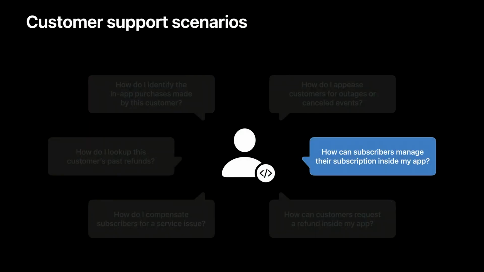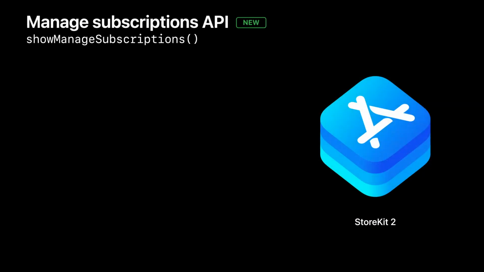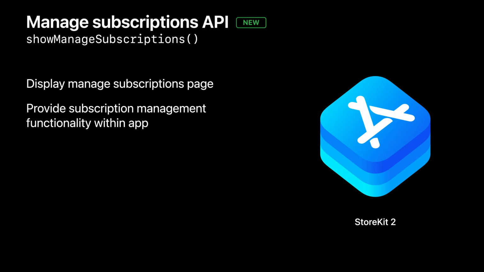Now, for a scenario where a customer wants to manage their subscription, how can you enable customers to manage their subscription right inside the app? We are introducing a new StoreKit 2 API to display the Manage Subscriptions page, which enables you to provide subscription management functionality right within your app without redirecting customers to the App Store.